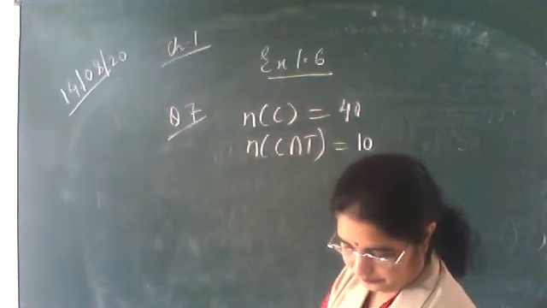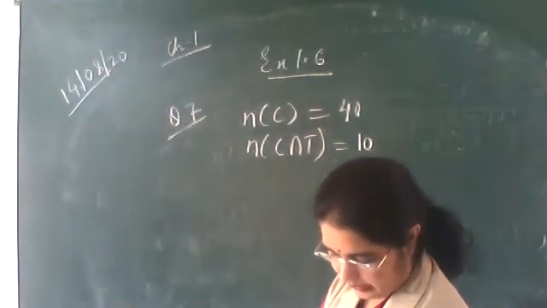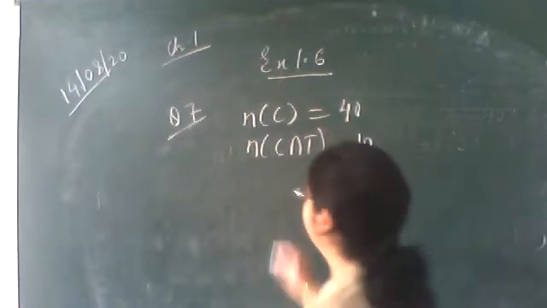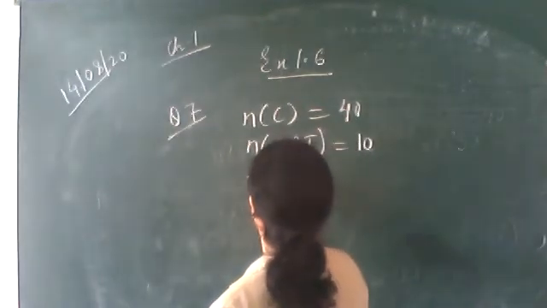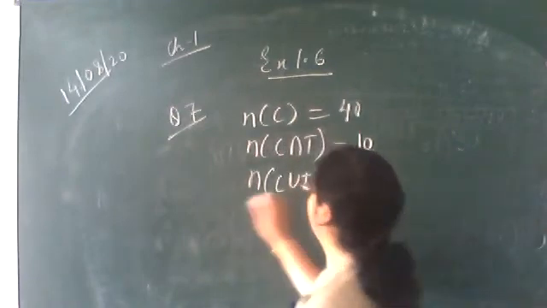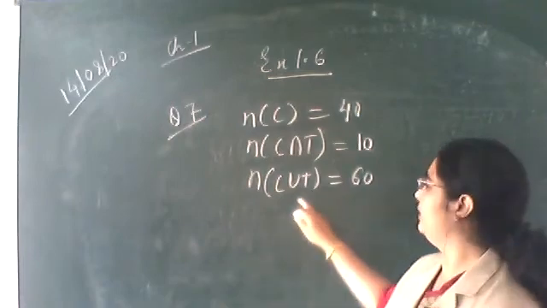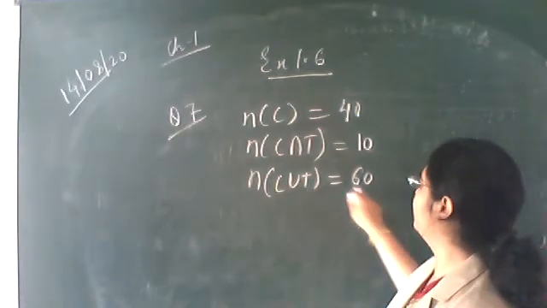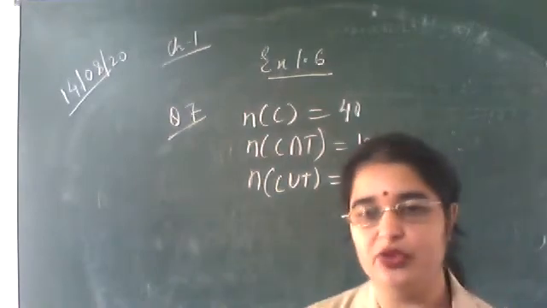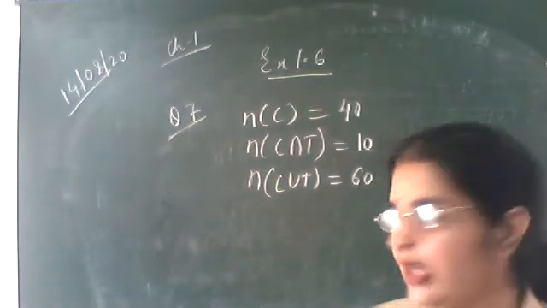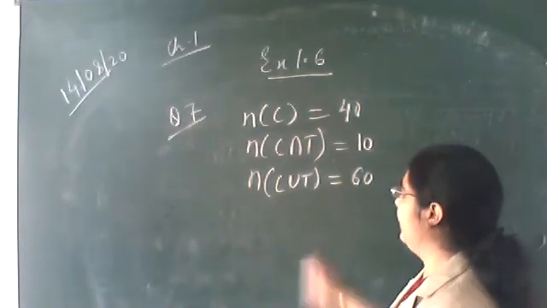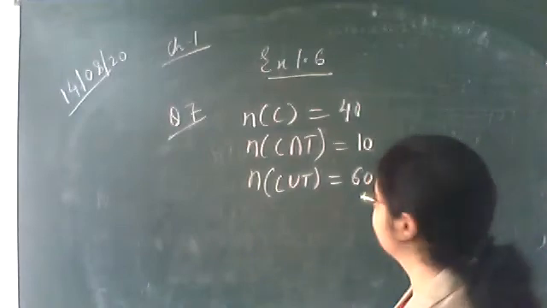Then next is how many like tennis only and not cricket? How many like tennis only? Now in a group of 60 people, the union is given. The total number of people is 60. When nothing is specified, we take it as union only. Clear? So n of C union T is given as 60.